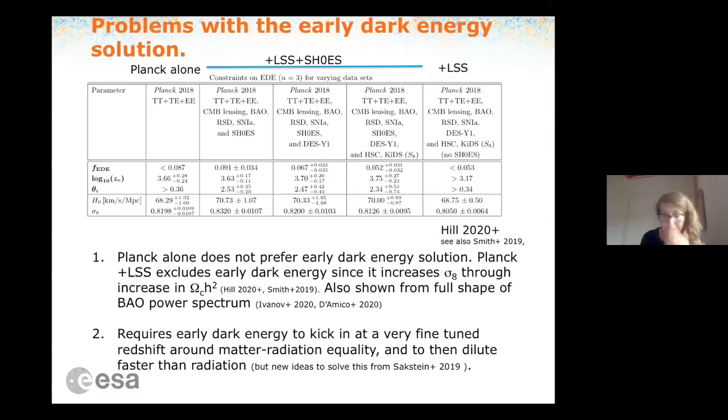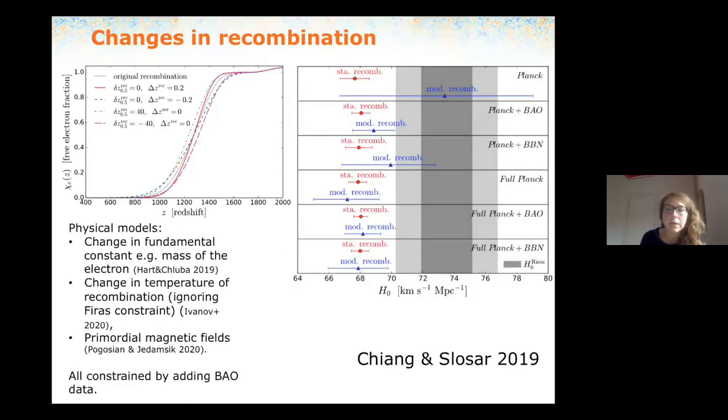Now I see that my time is almost over, so I will be a little bit quicker for the next few slides. I wanted to mention that the other possibility is changing the way recombination happens, because in this way you also change the time over which you do your integral for the sound horizon, the physical dimension of the sound horizon.